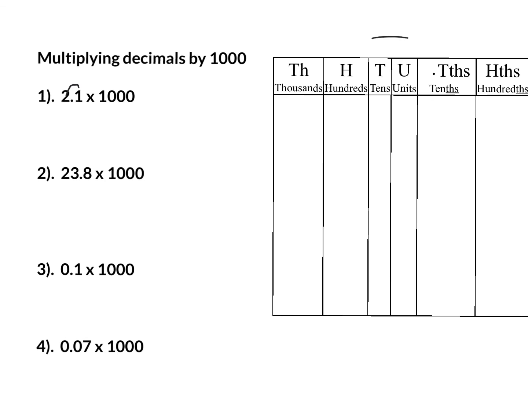So 2.1 times 1000 is going to be 2100. 23.8. So if you model it here, each number is going to go over 3 places. 1, 2, 3. So you're going to have 800s. 3 is going to go in here, and the 2 is going to go in here. So it's going to be 20,000, 3,800.